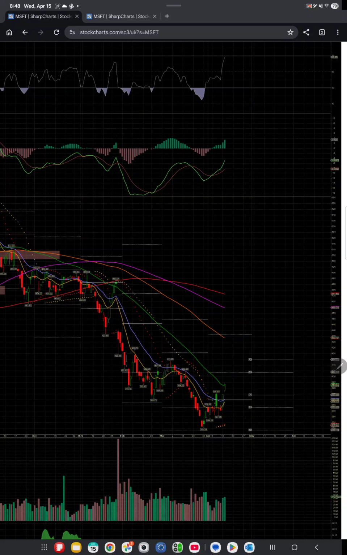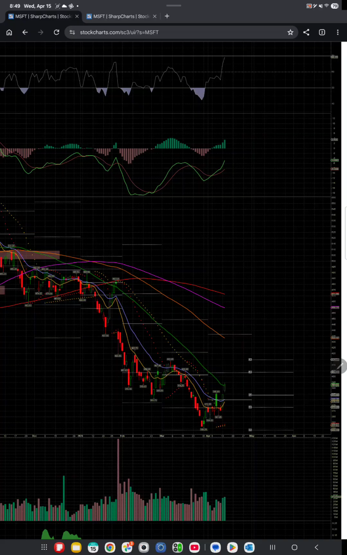What do you think this stock's going to do? The price is about $400. This is on Tuesday's information, the 14th of April. This is Microsoft daily chart.